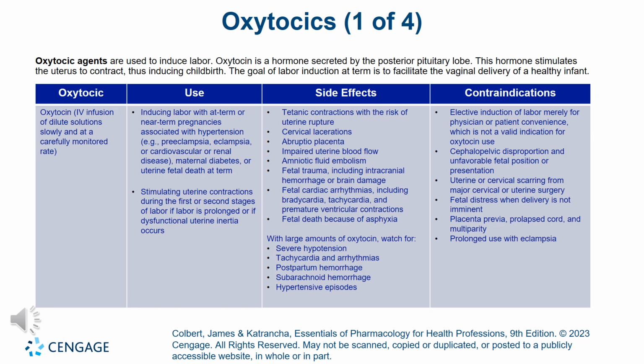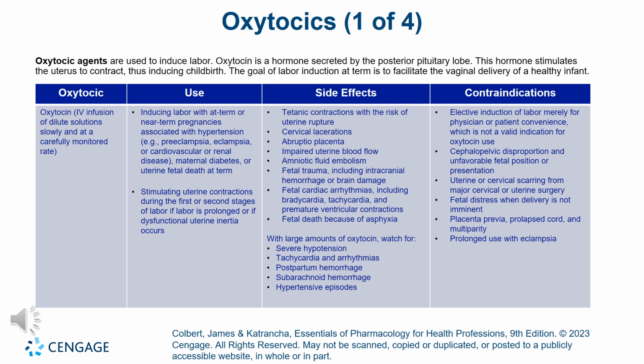Oxytoxics. Oxytoxic agents are used to induce labor. Oxytocin is a hormone secreted by the posterior pituitary lobe. This hormone stimulates the uterus to contract, thus inducing childbirth. The goal of labor induction at term is to facilitate the vaginal delivery of a healthy infant. Oxytocin is given by IV infusion of dilute solution slowly and at a carefully monitored rate.